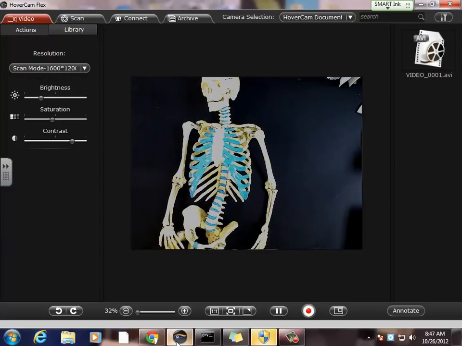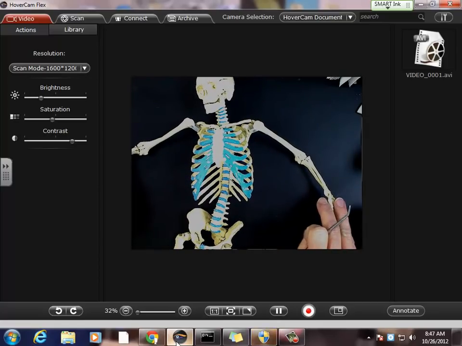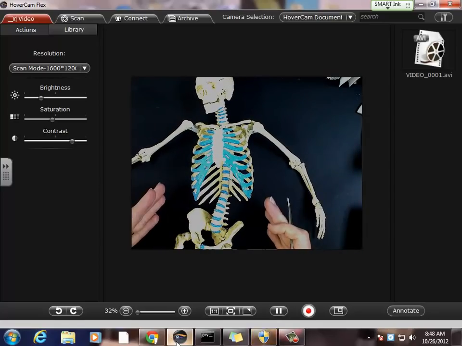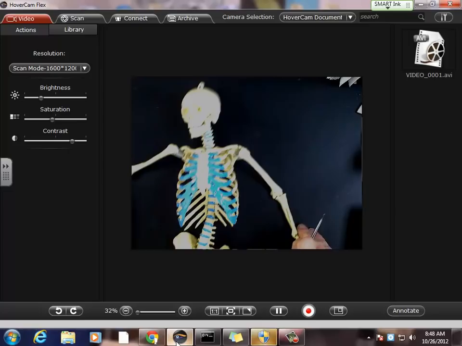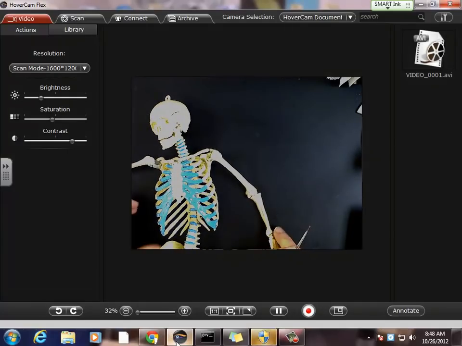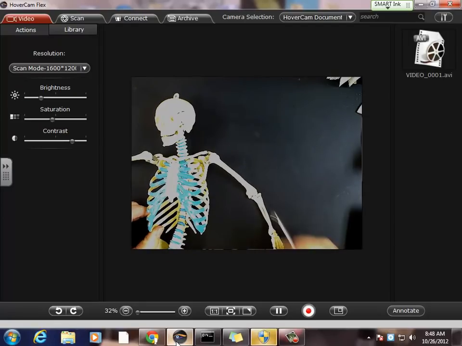Now the appendicular skeleton is designed a little bit differently. The appendicular skeleton are all the appendages that come away from the axis. So the axial skeleton makes up the main frame of the body, and the appendicular skeleton makes up a more mobile structure in the human body. So let's look at the appendicular skeleton, and this is what we call the upper appendicular skeleton.